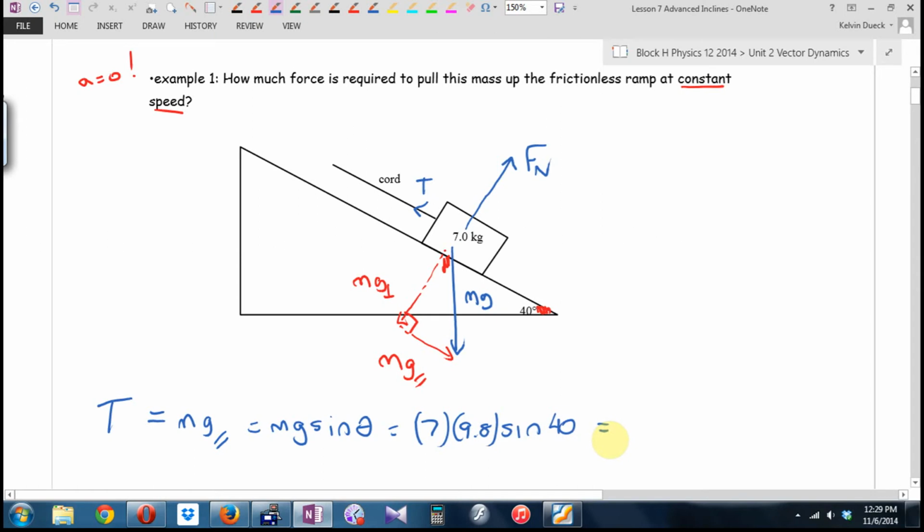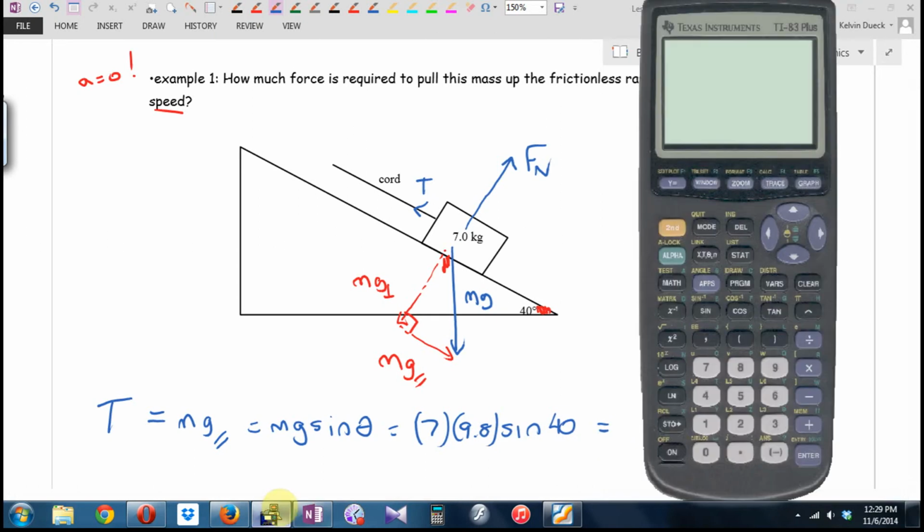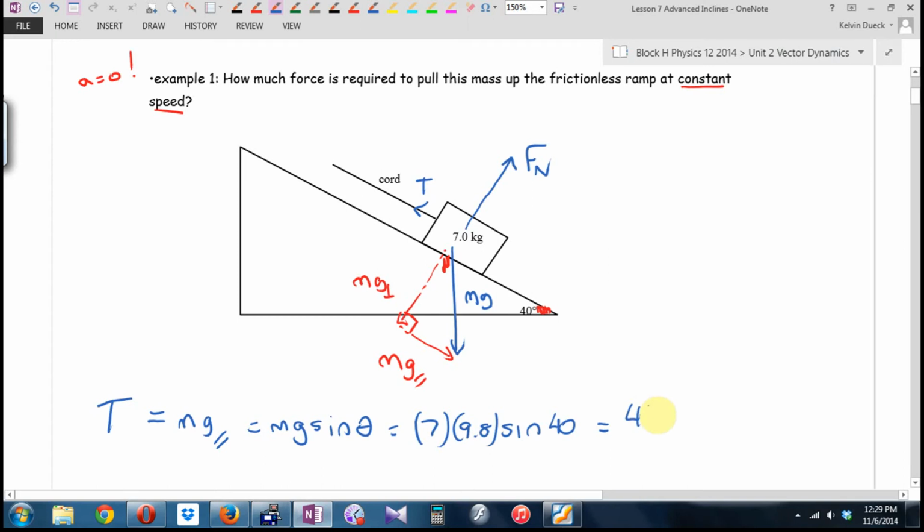Okay, if we want to pull this up the ramp at a constant speed, how much force must this cable exert? I get 44.1. Double check me. Anybody else? Yep. 44.1 newtons.